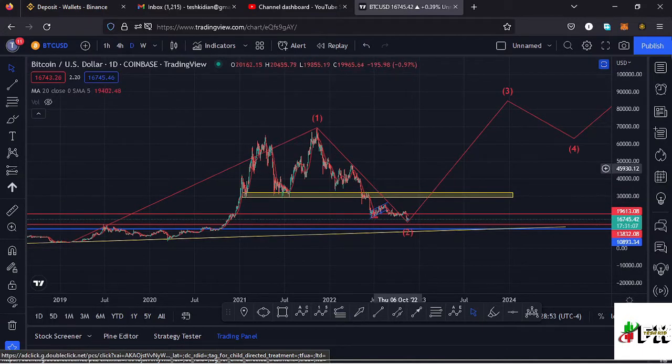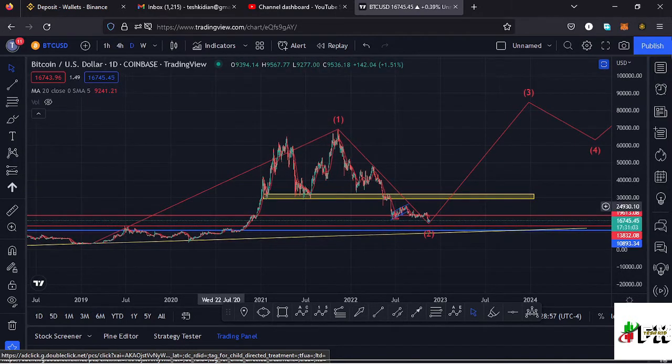I'll kickstart the video by giving a brief of what has been happening here on the BTC chart. Starting my analysis on the daily chart, we can see this movement to the upper side as a first wave of that Elliott wave structure, after seeing massive impulsive movements to the upside, taking us to an all-time high at around the $69K mark.